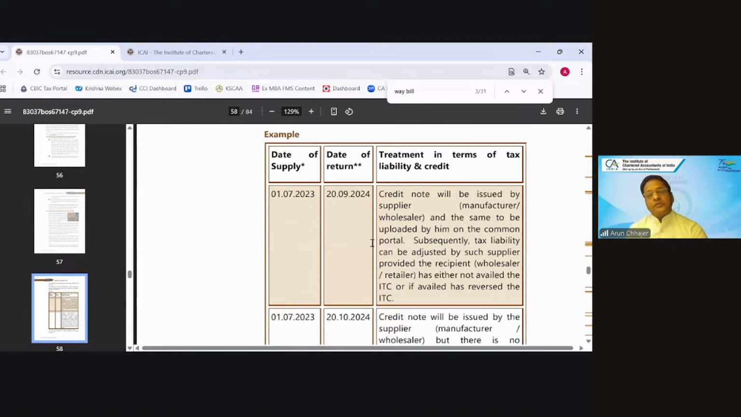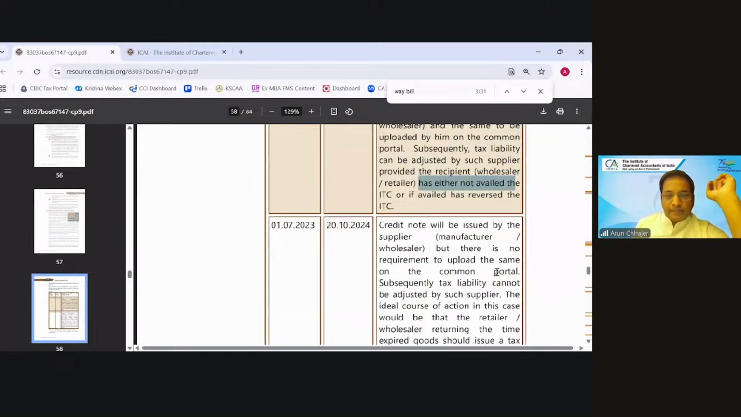They have given the example also. Date of the supply is 1st July 23. Date of return is 20 September 2024. Is it within the time limit to declare the credit note or has the time limit expired? The answer is it is within the time limit. So the credit note will be issued by the supplier and the same will be uploaded by him on the GSTR portal in the GSTR-1. The liability will be adjusted provided that either the recipient has not availed the ITC or, if availed, has reversed the ITC.